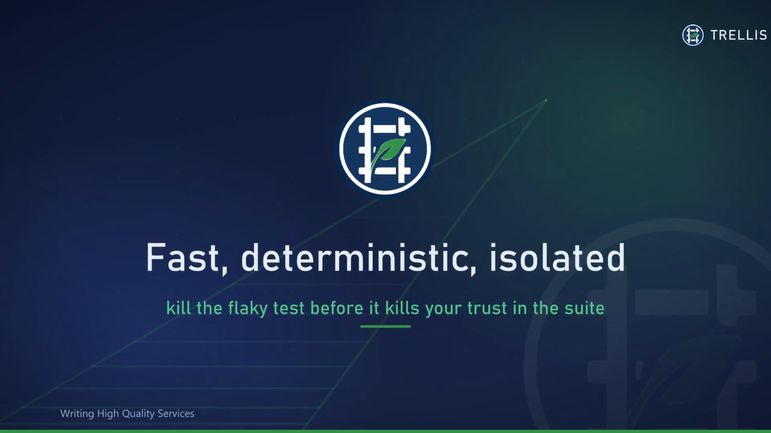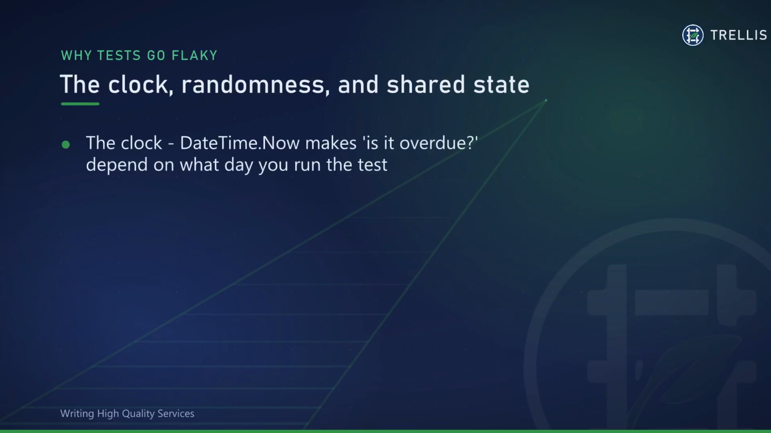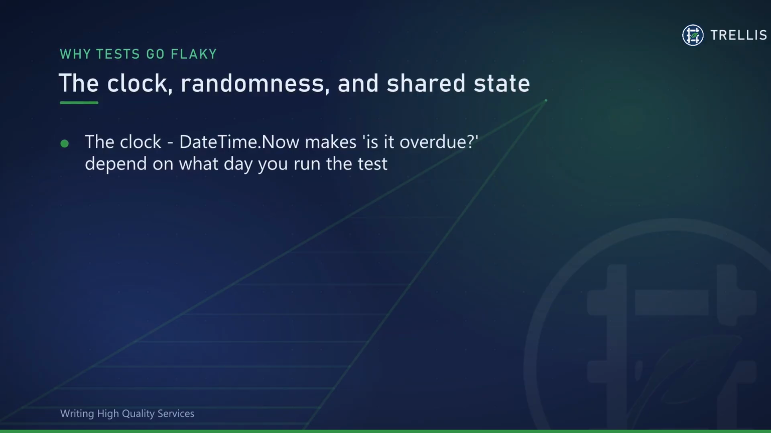So this episode is about making tests boringly reliable: fast, deterministic, and isolated. Let's hunt down the 3 usual culprits and shut each one out. 3 things make tests flaky, and they're almost always the same 3. First, the clock. The moment your code calls DateTime.Now, a test like "is this to-do overdue" depends on the actual day you run it. Green today, red next month.